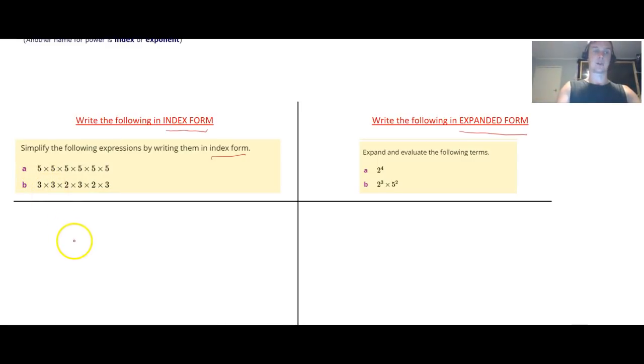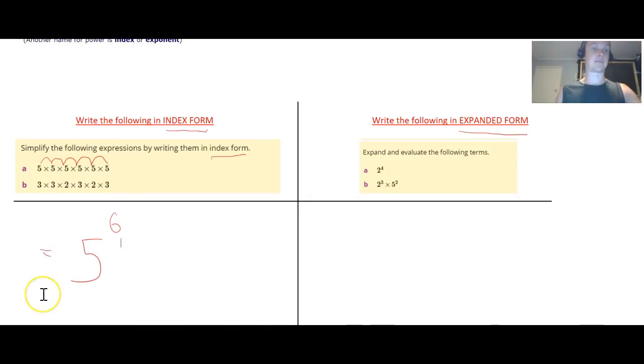First, you write the base number. Write whatever number is being multiplied as the base number, and then simply count how many times it's being multiplied. We have 1, 2, 3, 4, 5, 6. So this will be 5 to the power of 6. That's how you write that in index form.